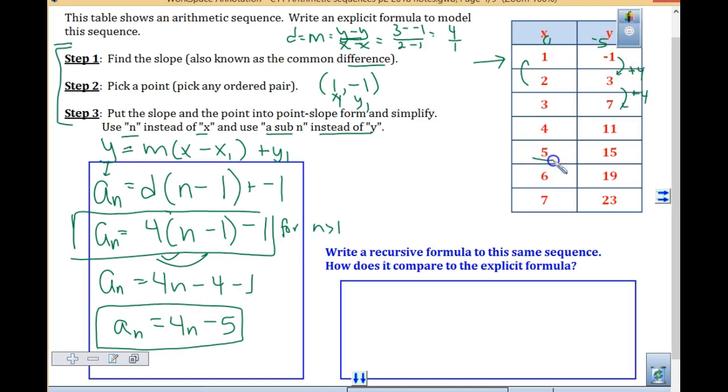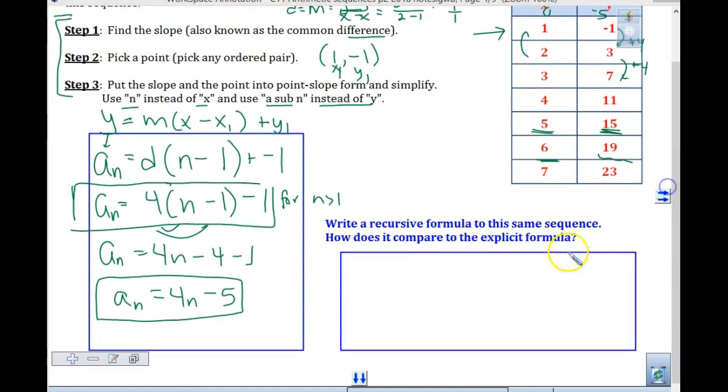If I plug in 5, 4 times 5 is 20, minus 5 gives me 15. If I go back to this first equation up here and plug in 6, 6 minus 1 is 5, 5 times 4 gives me 20, minus 1 gives me my term of 19, so it works. So now that we have the explicit, we want to write recursive.